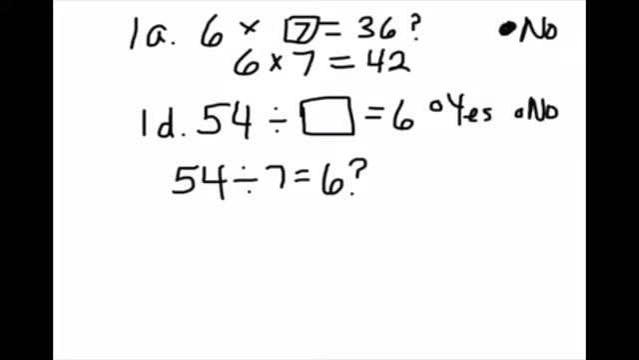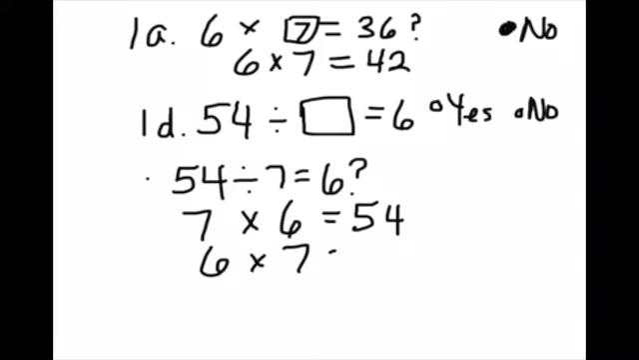54 divided by 7 equals 6. That's what we are wondering. So if I were to use the inverse operation and switch my sign, that's like saying what multiplication problem? 7 times 6 equals 54. That's the same thing as what they're saying right here. And we know that that's the same as saying 6 times 7 equals 54.